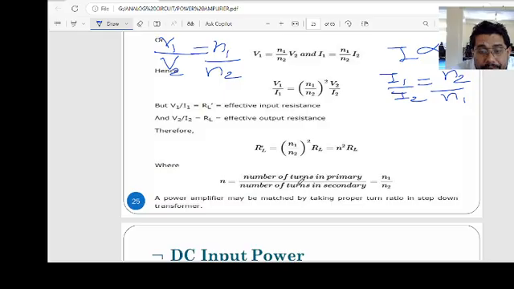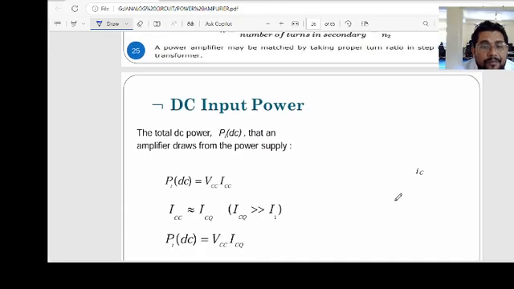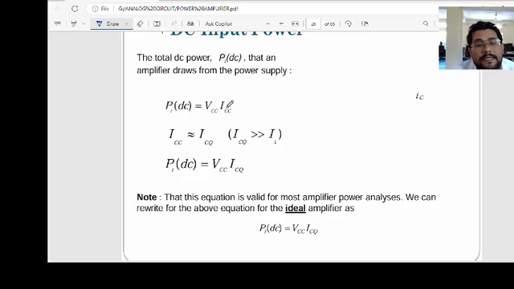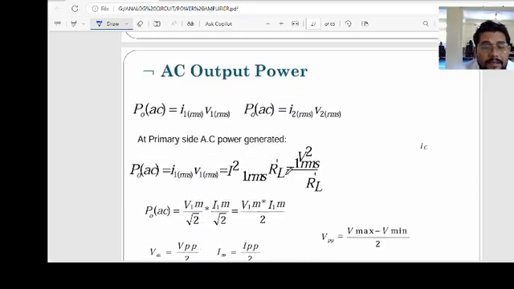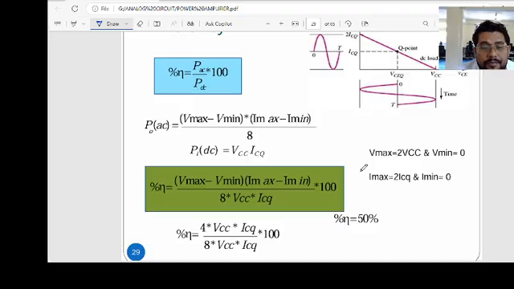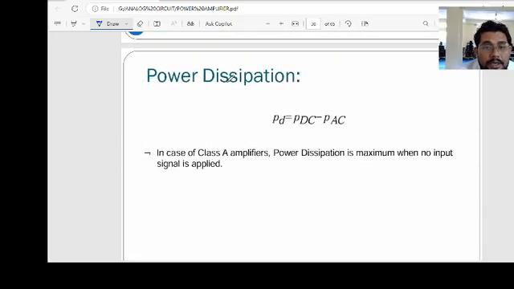So N1 is the number of turns in the primary side and N2 is the number of turns in the secondary side. The ratio we have taken is N1 by N2, so we can write this. The power amplifier may be matched by taking the proper ratio. So DC input power, that is amplified to the power. We have also studied DC power, VCC into IC, and we have already discussed this. So this is the AC power, we have already discussed this. AC into DC, this is the case of maximum. Power DC is total DC power plus AC power.